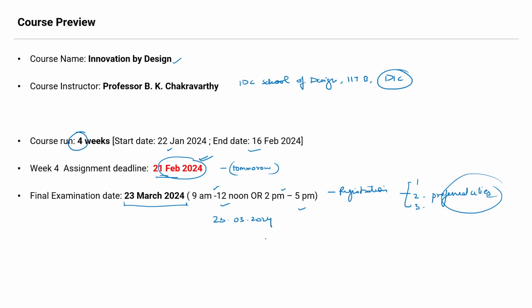All these details will be given in your hall ticket, which will be released a few weeks before your examination. So the hall ticket will be shared on mail. You won't be getting any hard copy.